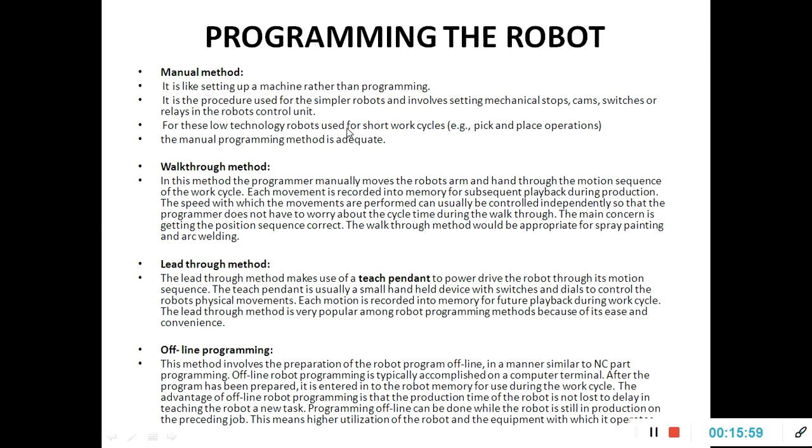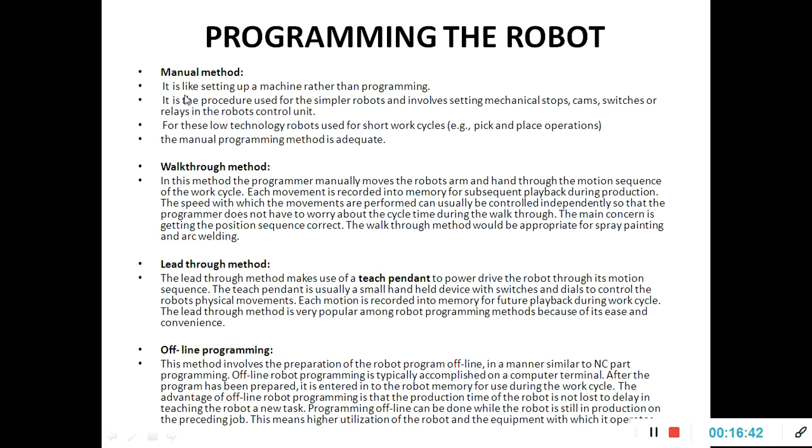Programming robots. There are mainly four types of robot programming: manual method, walk-through method, lead-through method, and offline programming. Whenever you are using the robot for a particular operation, you have to perform the robot operation with the help of a program. What is a program? A program is a set of instructions provided by the operator or a programmer to control the robot. The robot understands that program, and according to that it acts, or provides the working movements to accomplish the given task. So the very first one is known as the manual method.